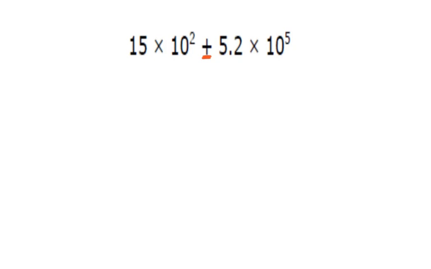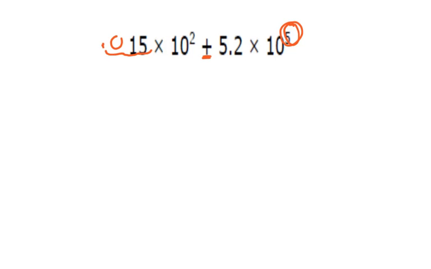Okay, so step 1 says convert one of the numbers to the highest power of 10. Well, when I look, I see that 5 is the highest power of 10. Well, 5 take away 2 is 3, so I know I need to move my decimal point to the left 3 times. So let's do that. 1, 2, 3. Put a 0 there.